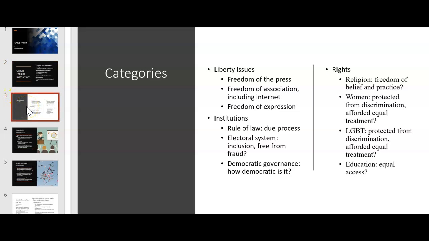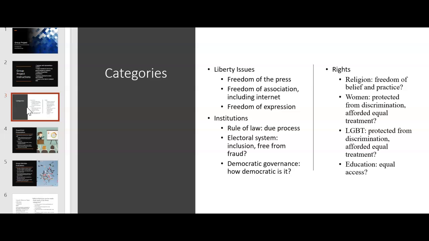I have 3 categories that I want your groups to focus on. Liberty issues, that includes freedom of the press, freedom of association, including internet, freedom of expression. Institutions, we have rule of law, particularly concerned about the issues of due process. The electoral system, how inclusive is it, how free from fraud, and then democratic governance. How democratic is it in actual practice? Not what they claim, but in practice, how democratic are they?